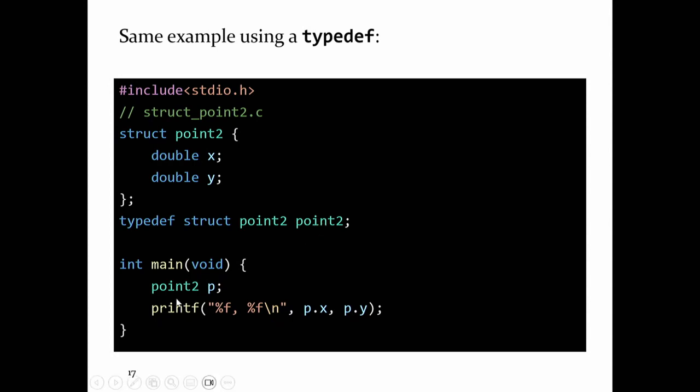By writing Point2 here, this hides the actual type of p. You don't know what it is anymore, whereas if you write struct Point2, you know that it's always a structure. Linus, the guy who created the Linux operating system kernel, he says you should never do this. I'll leave it up to you to decide what you want to do.